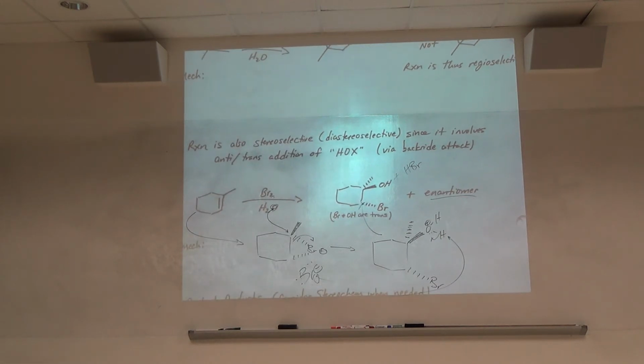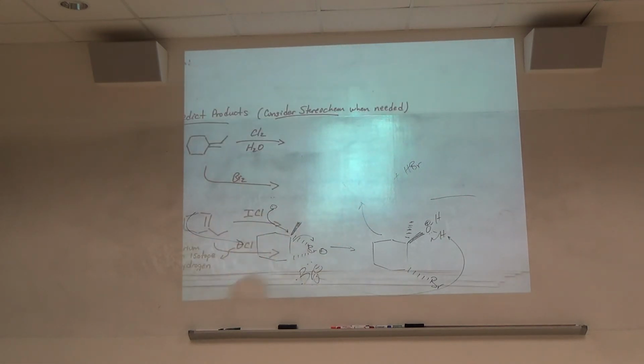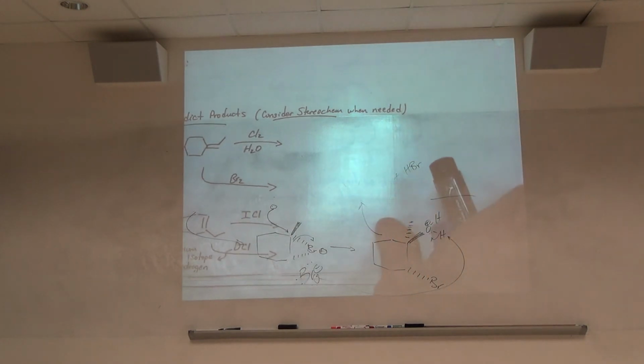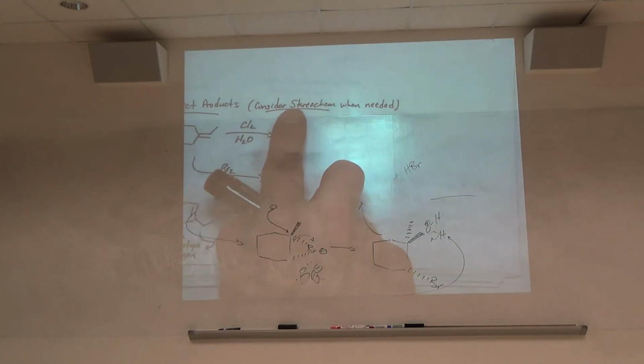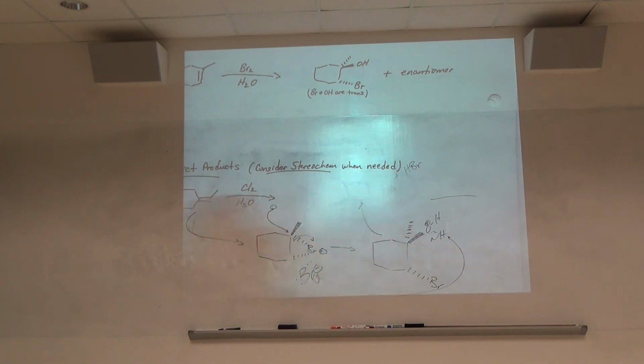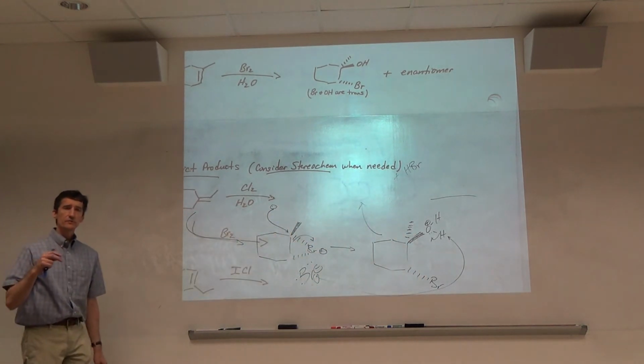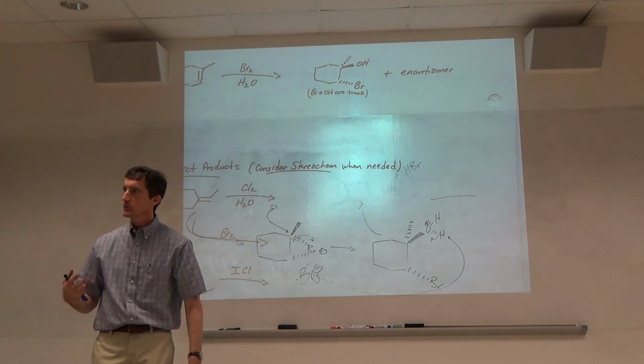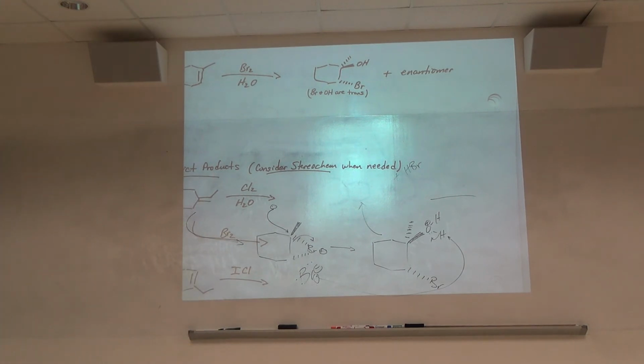Okay. Predict the products down below. I'm going to ask you to do those on your own, and we'll look at those first thing next time. Okay? The one thing we'll do is just consider stereochemistry when needed. We're going to have to further define when it's needed and when it's not. Basically, it's needed whenever the product can have stereoisomers.